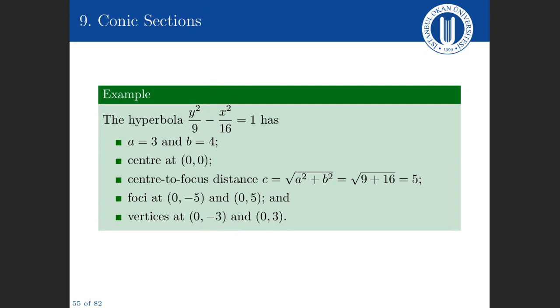If you're confused as to the vertices, imagine that you put x is 0. So in other words, imagine that this thing is all 0. Then we get y squared over 9 is equal to 1. That's the same as saying y squared is equal to 9. And when we solve this, y must be minus 3 or y is equal to 3.